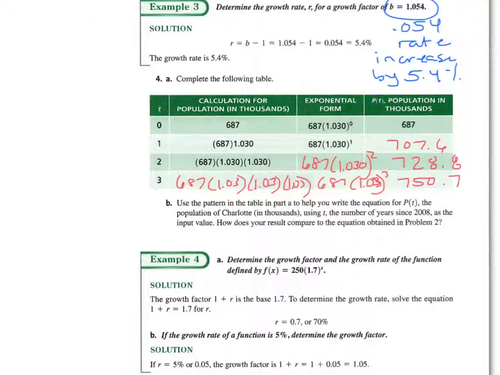Okay, so use the pattern in the table to help you write the equation for P of T, the population in Charlotte, where T equals 0 is the year 2008. You're going to find some of these activities are a little bit repetitive, but I have the exact same thing, right? We already wrote it this way: initial times 1.03 to the T.